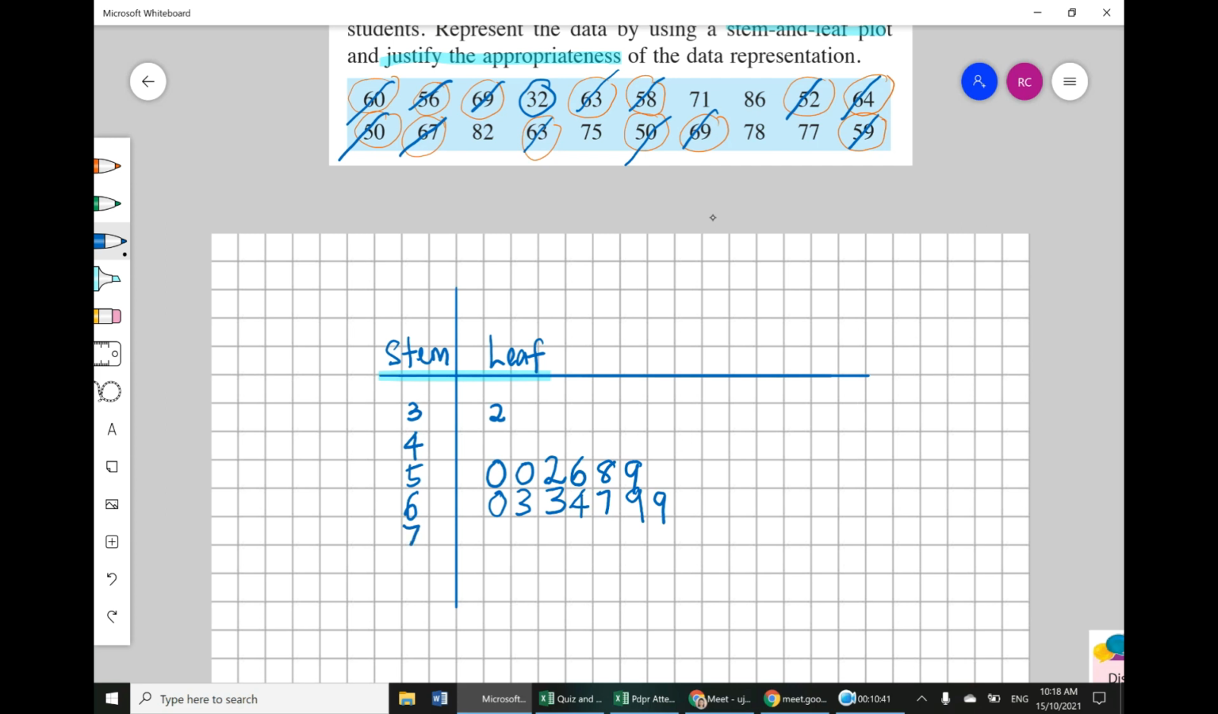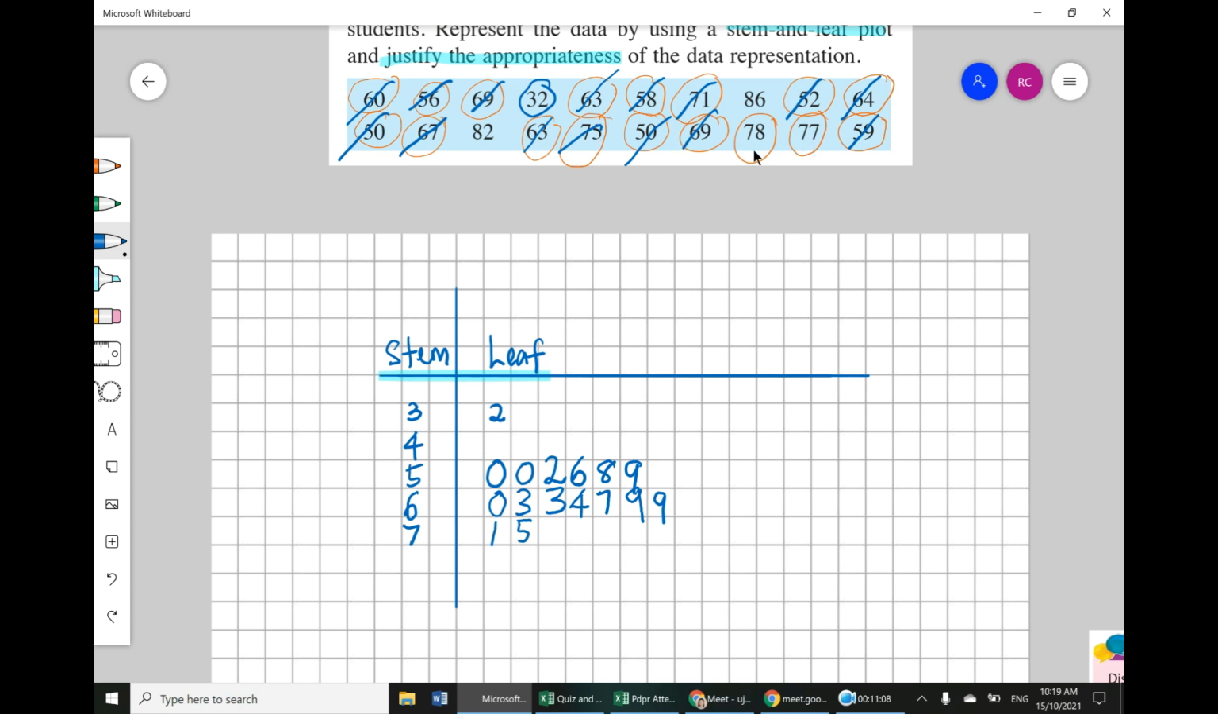Now we have to look for the numbers that start with 7. There are 1, 2, 3, 4 altogether. So now I need to find out which one is the smallest value of 7. 71. So I write down 1, followed by 75. 5 first, right? Followed by which number?